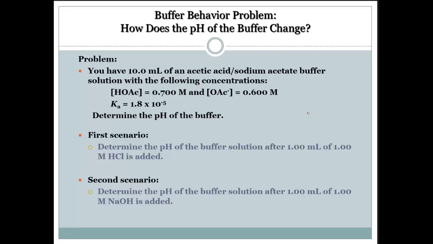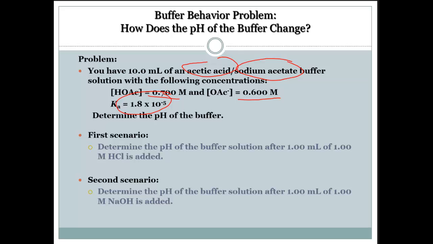So let's look at one big problem. This is actually a two-part question. You have a 10 milliliter buffer solution of acetic acid and sodium acetate. Those concentrations are 0.7 and 0.6, with a Ka of 1.8 times 10 to the negative 5. Determine the pH of the buffer.